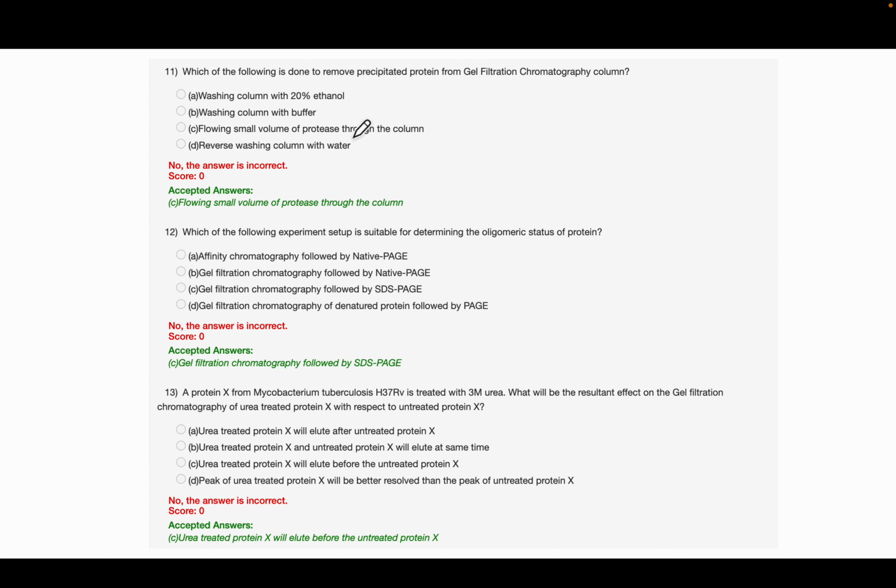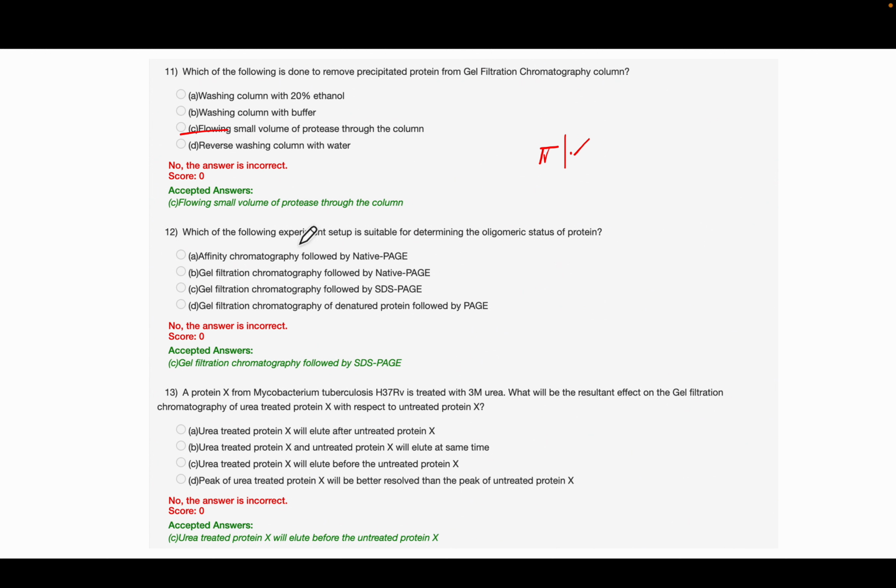Flowing a small volume of protease through the column. If you are flowing protease, which degrades protein, those precipitated proteins will get chopped off by the protease, so that's why it will help in removing the precipitated protein. Okay, the answer will be this.